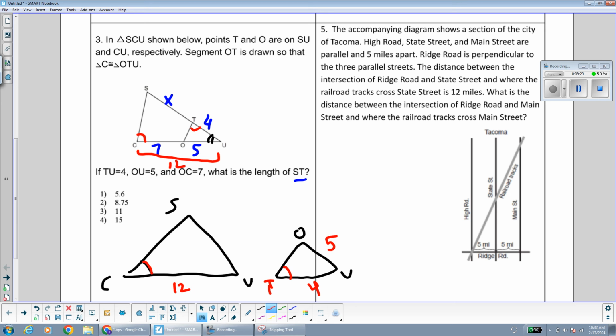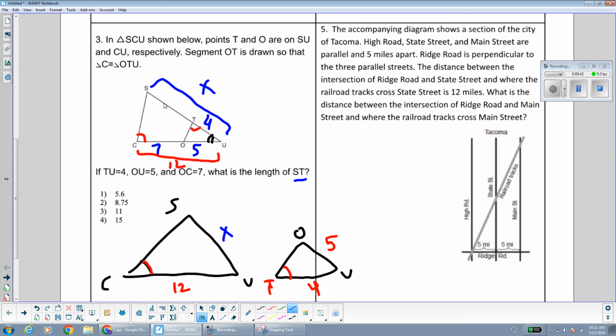And what I'm looking for is ST, but ST is not on either of these triangles. But SU is. So if instead I find SU, which is a side from the big triangle, then I can take the whole side, subtract 4, and get ST, which is what I'm looking for.